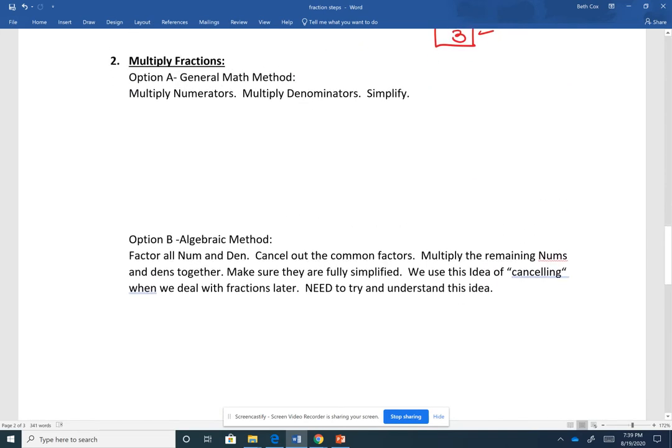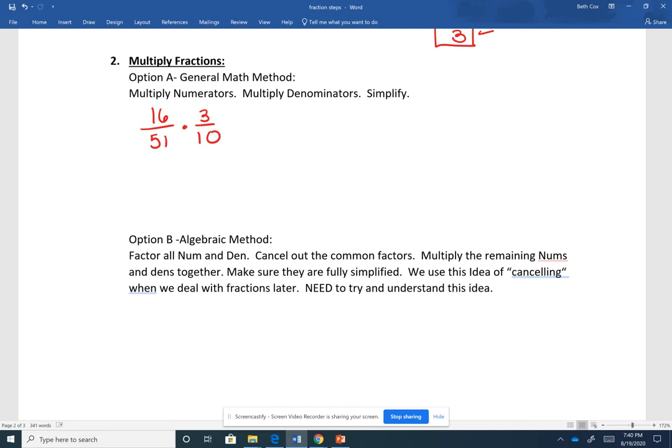Now this one is super important. Of all the things that we do, multiplying fractions is the one that's really important. The algebraic method is the preferred method here, in my opinion. So we're going to look at multiplying fractions with the general math method, and then we'll look at the same problem with the algebraic method. So say we have 16 over 51 times 3 over 10.